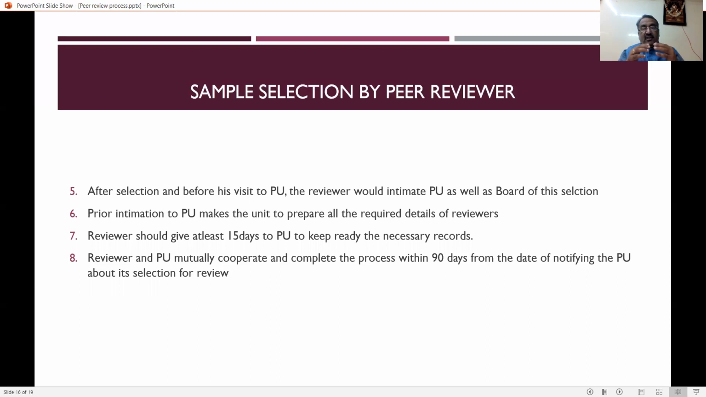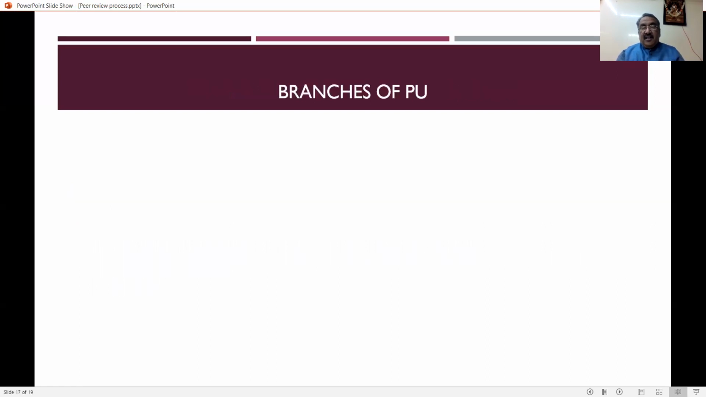Because it's an open secrecy, both the practice unit as well as the peer reviewer have to cooperate, and they have to complete the peer review process within 90 days from the date of notification. And this is a very, very important thing. So they have to complete the peer review within 90 days. And so far we have seen the samples and completion of the peer review.